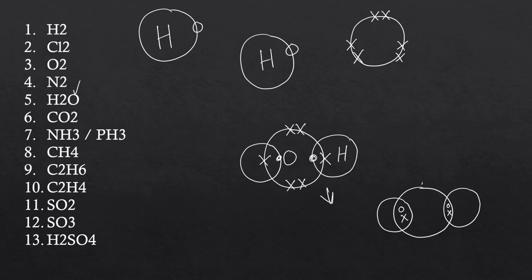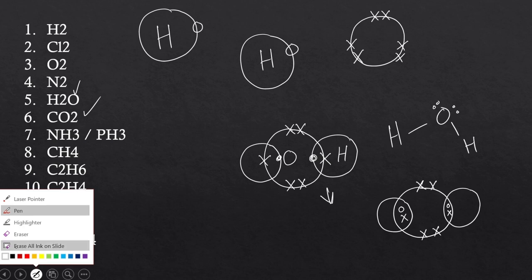So you can draw the lone pairs of electrons here. Here we can see these are the lone pairs of electrons. It will become oxygen, hydrogen, hydrogen with their lone pairs of electrons. It is the structure of the water molecule. So next we have carbon dioxide.